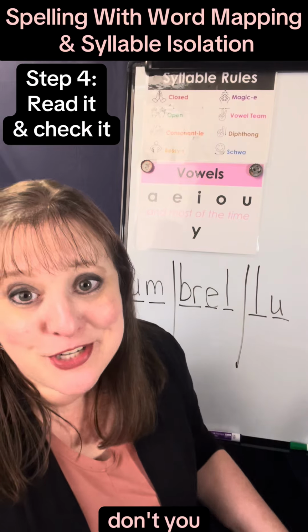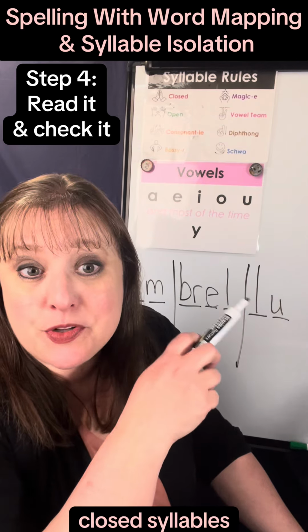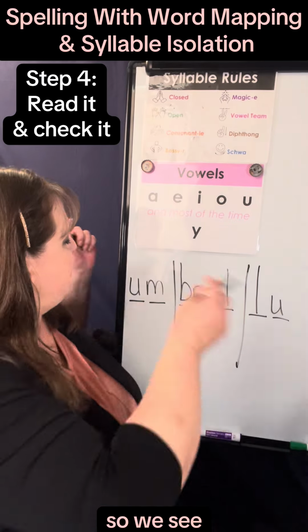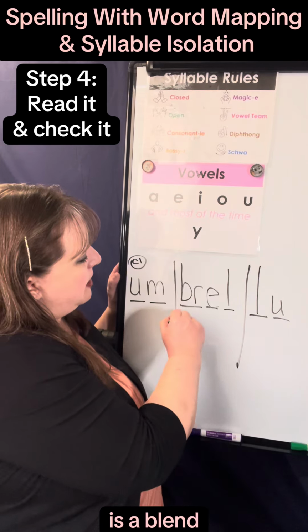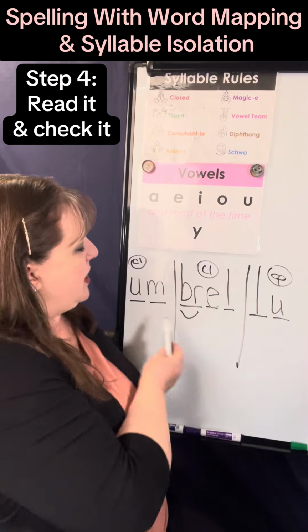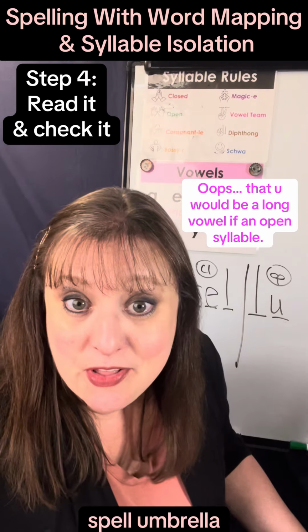Okay, you see something, don't you? Yeah. After I teach open and closed syllables, we do talk about schwa a lot in my class. So we see here, this U is a closed. This is a blend with a closed, but this would be open. Umbrella. Okay, but that is not how you spell umbrella.